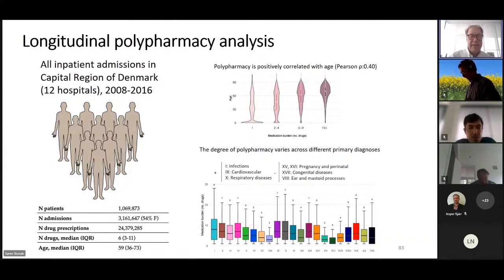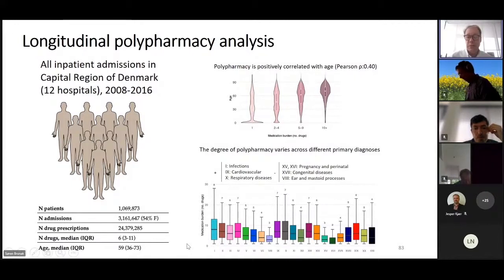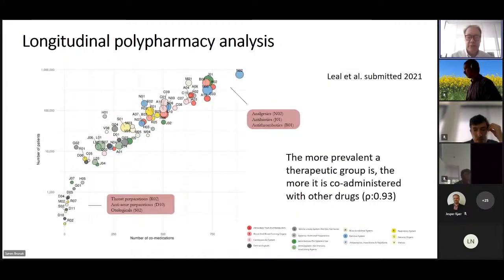And for technical reasons, in this project where we look at dosages, we focused on a data set from the capital region only, where we have 1 million patients and around 25 million drug prescriptions, and you see how they are linked to the ICD chapters down here to the right, and you also see statistics on how the polypharmacy situation looks as a function of age, that is as expected and described previously in the literature.